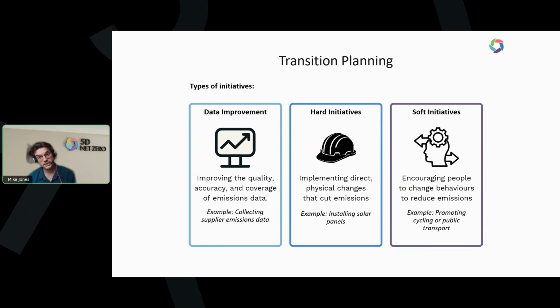And the final one is soft initiatives. This is the fluffy one that can be harder to actually see the clear result, but that can be something around comms, around where people are putting waste.